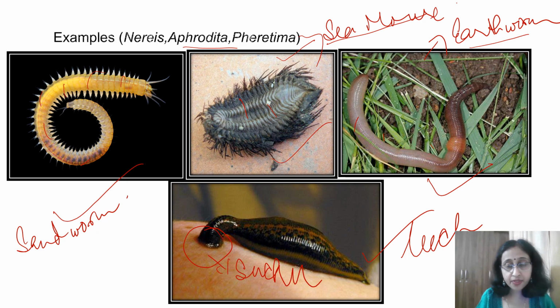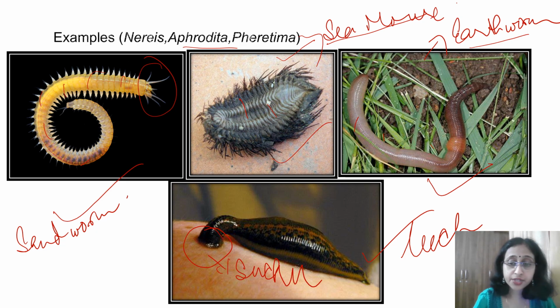They are having a brain and a ventral nerve cord, and their body is provided with setae or parapodia, through which they walk. They are having feet, parapodia. So these are the main characteristic features of Annelida.